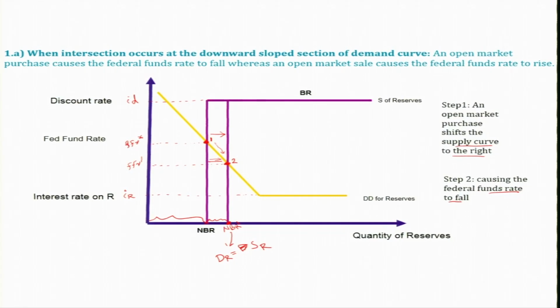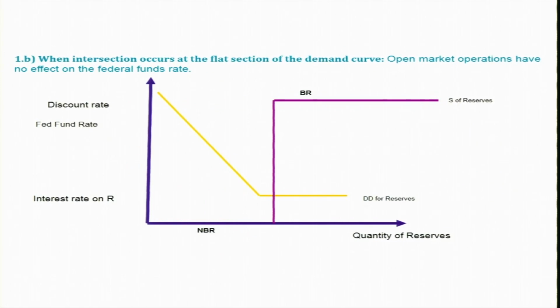This assumes that the intersection of the supply curve happens at the downward sloped section of the demand curve. So this is scenario 1. Then let us see what happens when the intersection occurs at the flat section of the demand curve. Suppose this is the initial intersection point, where you can see the open market operations have no effect on the federal funds rate.